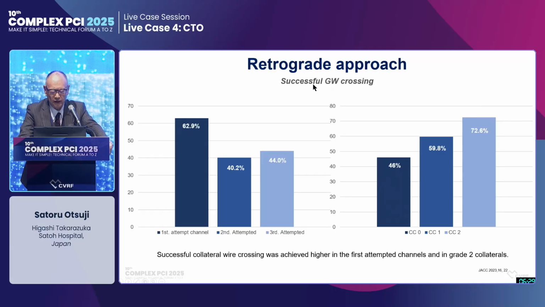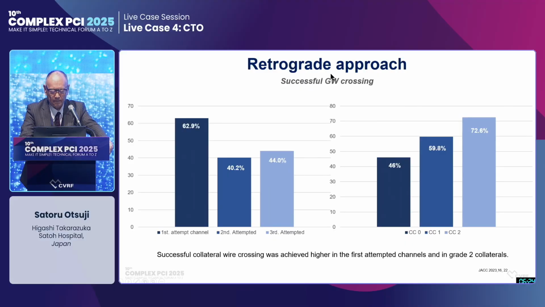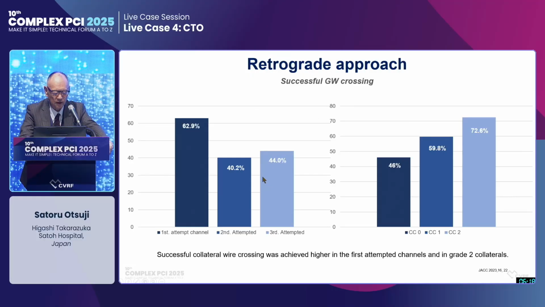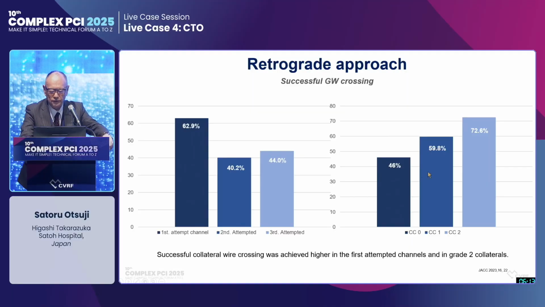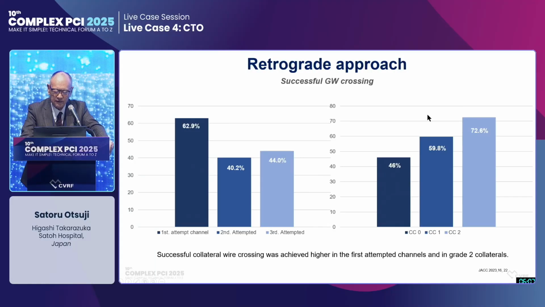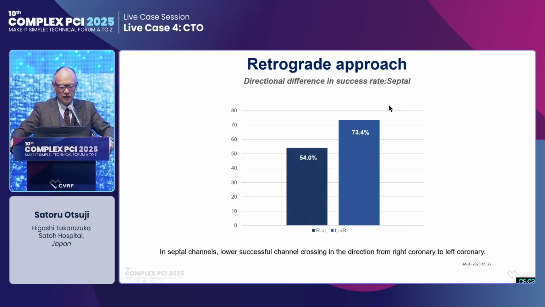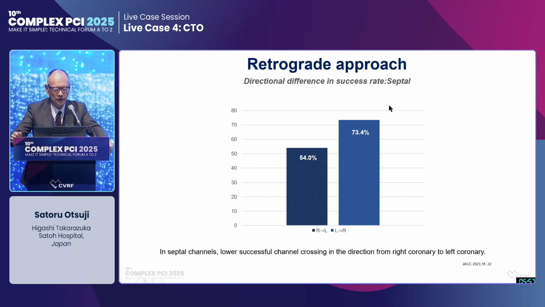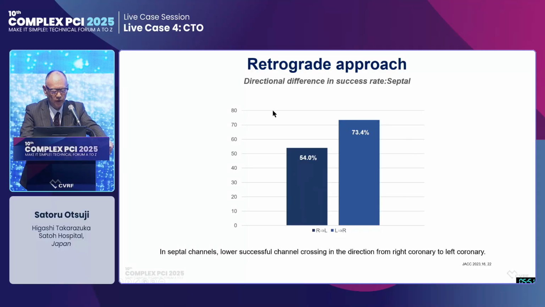For the retrograde approach, besides the collateral itself, there are other reasons for successful guide wire crossing. We know the first attempted channel has the highest success rate, and also the diameter of the collateral channel is the key factor for crossing the guide wire. As Dr. Hyo-Soo Kim mentioned before, and as we saw in Dr. Habara's case today, the collateral direction is important for crossing the guide wire.